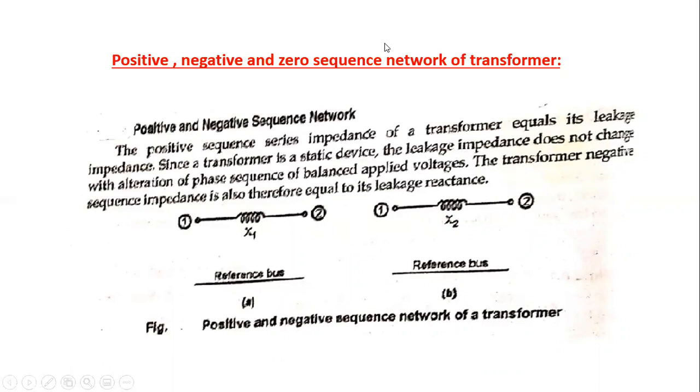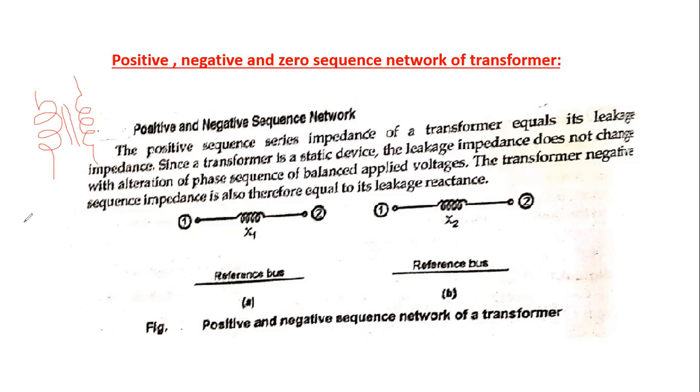What is the equivalent reactance for the transformer? First of all, what is the simple symbol for the transformer? This is the symbol for the transformer. This is the primary winding and this is the secondary winding. In between the primary and secondary windings, we have the rectangular core.